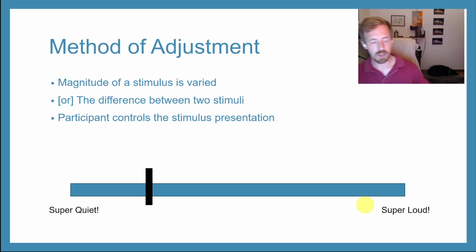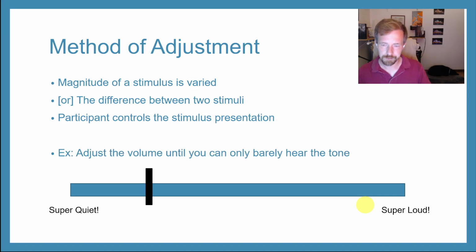So if your doctor said, hey, turn this up until you can hear it, that's an example of method of adjustment. If I gave you some coffee and I said, hey, put enough Splenda in here until you can taste it, that's also the method of adjustment. You're adding or you're subtracting until you pinpoint your own threshold.